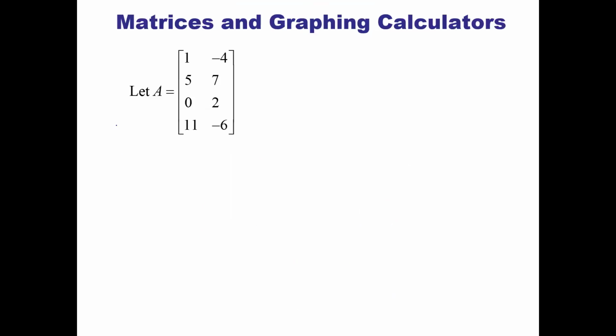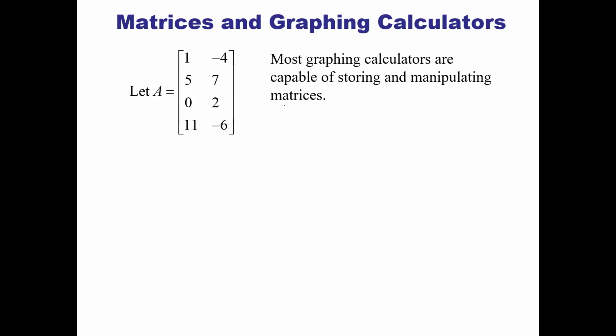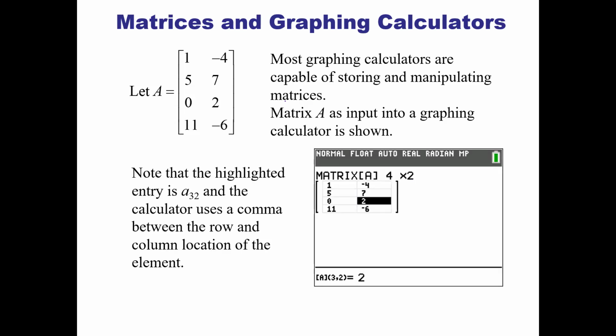All right, so we can also plug matrices into calculators, which is really nice to do some calculations. Most graphing calculators are capable of storing and manipulating them. Here is matrix A input into a graphing calculator. If we have this matrix up here, we can put it into the calculator here. And this is a32, which would be a sub 3 comma 2. That's how it's labeled here with the 3 comma 2, whereas before we would have a sub 3 2. So there's a difference in how things are labeled, but that's how it would work.